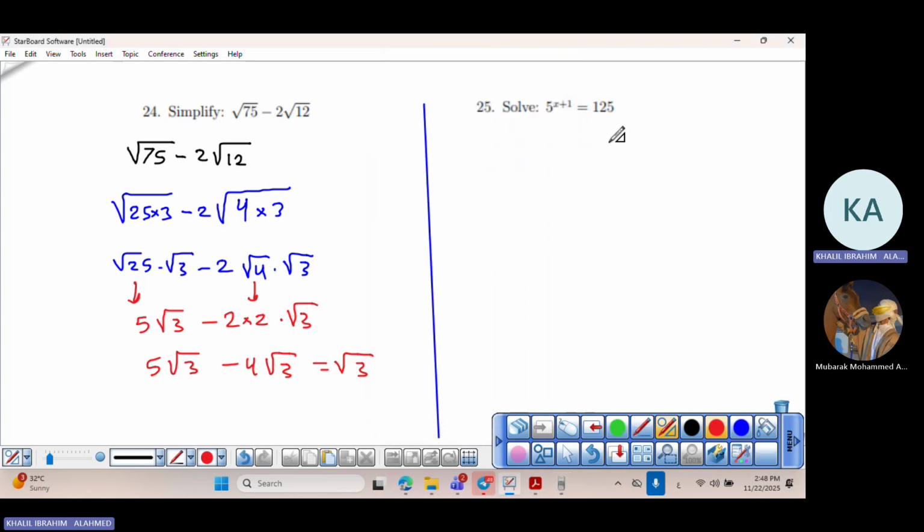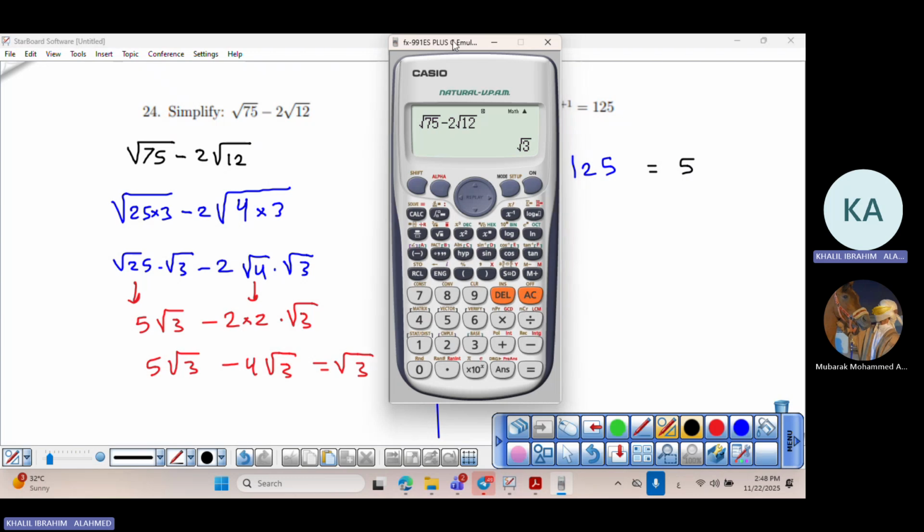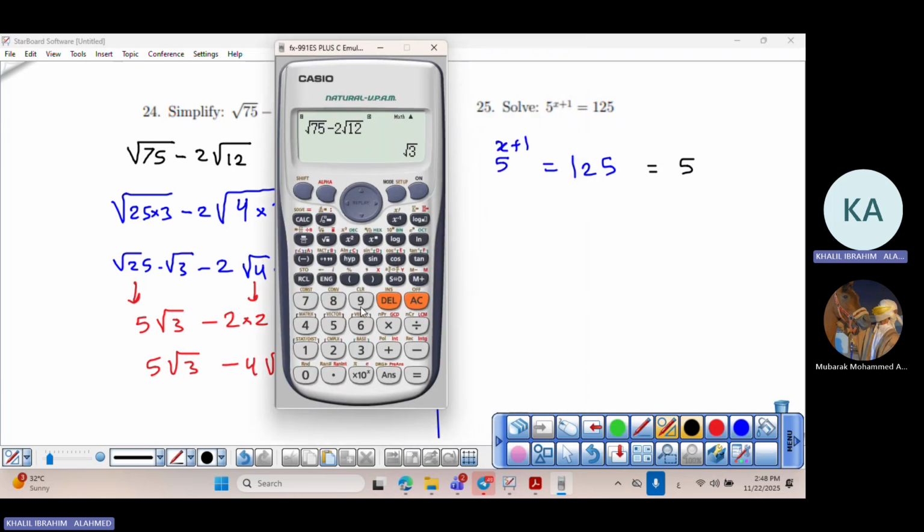Also here, how to solve this exponential function: 5 to the power x plus 1 equals 125. How to think? How to solve this question? I think you should write 125 in exponential form. Maybe this equals 5 to the power what? I don't know, but I can try by using a calculator, step by step after clearing your calculator here.